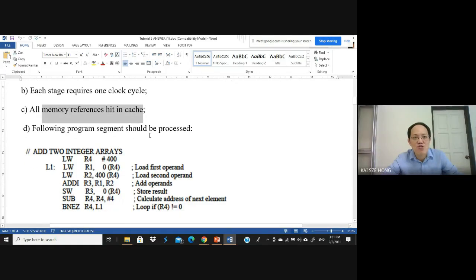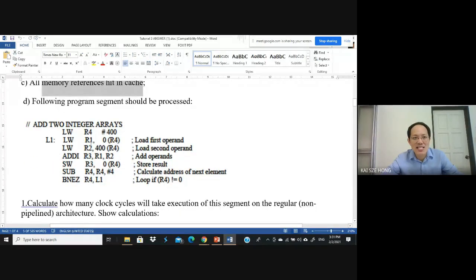Following is the program segment to be processed. So what is this programming language? Anyone can guess? What kind of programming language is this? Load word R4, 100.